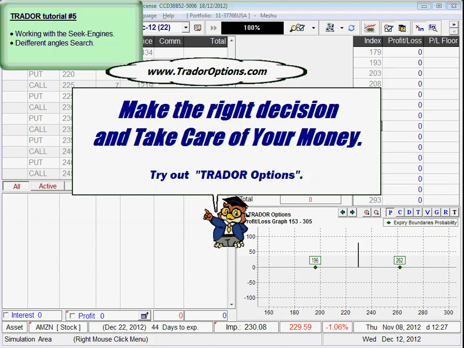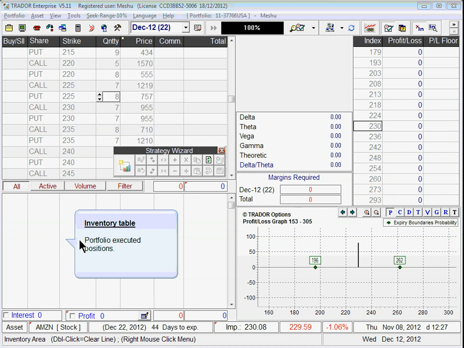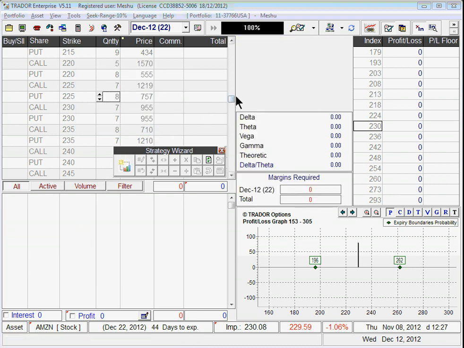Welcome to Trador's tutorial number 5, which includes working with the seek engines. We've seen how to shift positions either manually or with Trador's advanced tools, such as the strategy wizard, templates, and so on. But shifting the inventory is far more complicated since it's static and was executed at a certain index that matched the position at the time. But after a few days, the market has moved away from the inventory position, and it needs either to be maintained or simply to be closed with a loss.